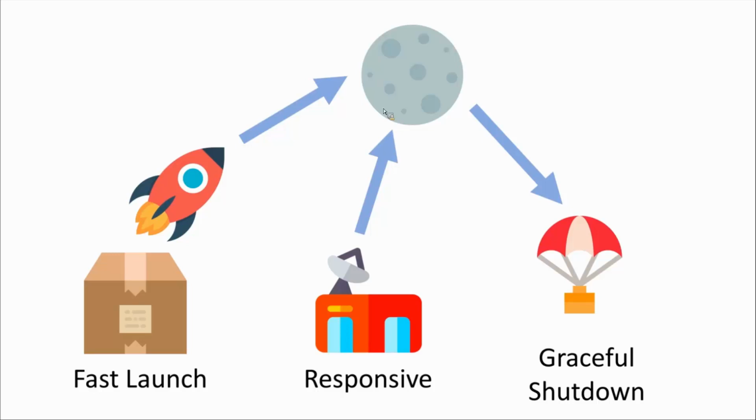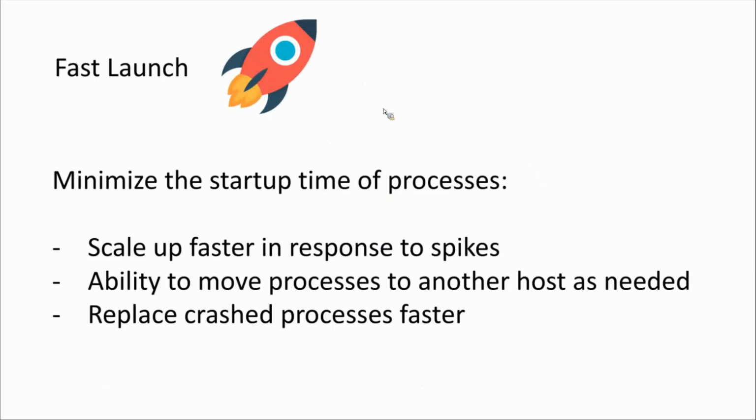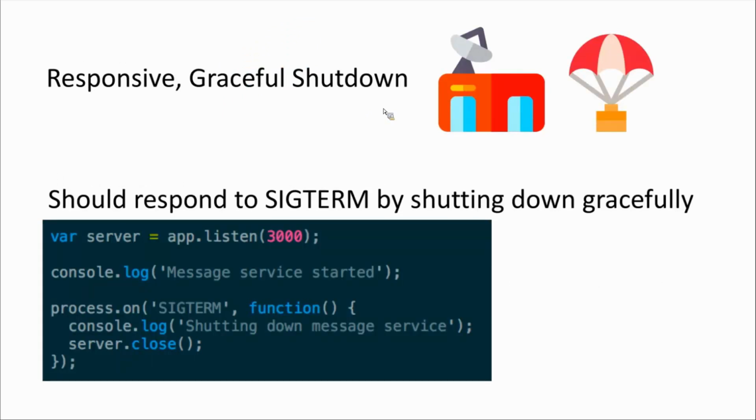So instead of just going right to SIGKILL, send SIGTERM first so that our process is shut down gracefully. Fast launch, you want to minimize the start time of your process. So scale up really quickly in response to traffic spikes. An ability to move to another host if you need to. So if you lose one in an auto-scaling group or you add a new one, and that crashed processes get replaced even faster.